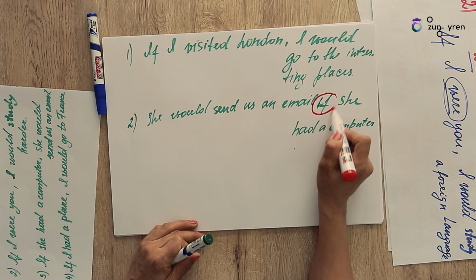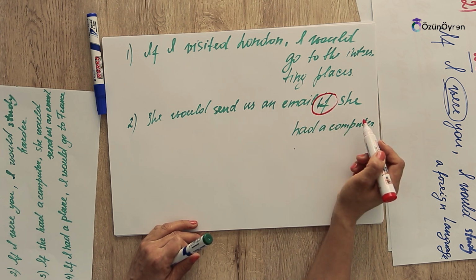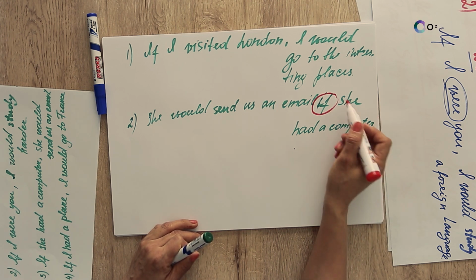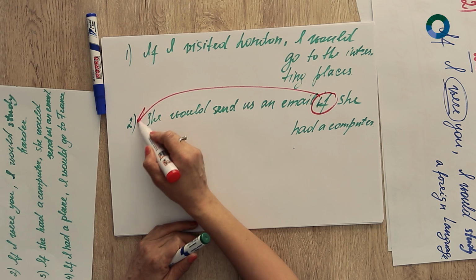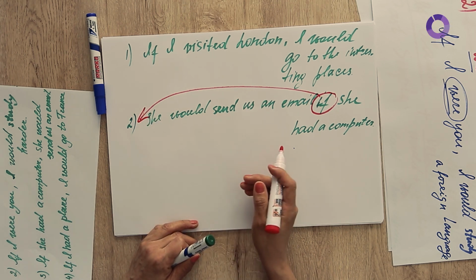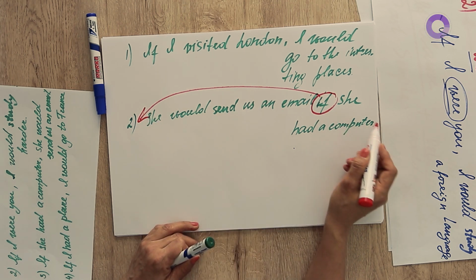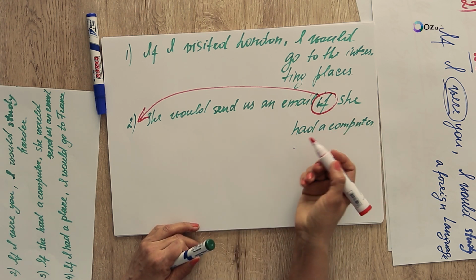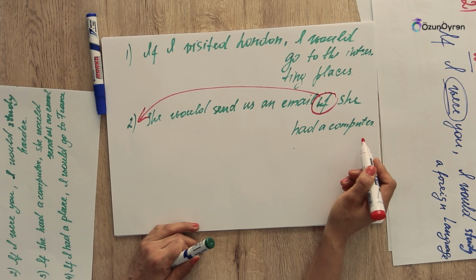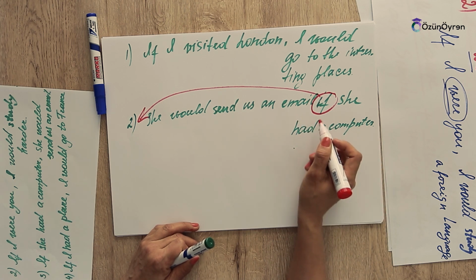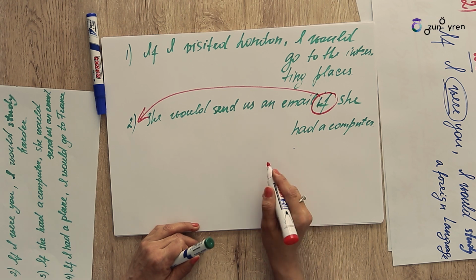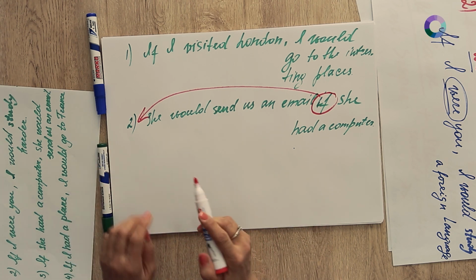So here we use if sentence in the second form, as a second sentence. We can also use it in the first position. We can also say if she had a computer, she would send us an email. Let's translate it into Azərbaycani. Əgər onun kompüteri olsaydı, o bizə email göndərərdi. So it is a desire, unreal action as we see.